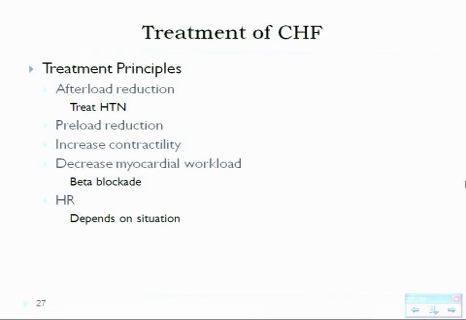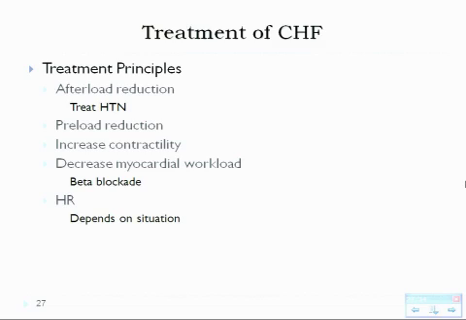So you can actually push a person in failure that's already way into it, so you don't want to do that. But loop diuretics in that case are pretty safe. Increased contractility, usually using digoxin or some kind of agent that increases inotropy. And you can also decrease your myocardial workload once the person's stable with beta blockers. And some people will actually use calcium channel blockers, which can also act as afterload reducers.